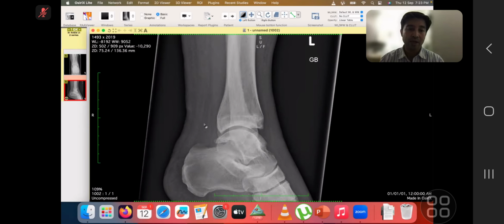You can see that there is some obliteration of the fat pads, and also you correctly mentioned that you would do an ultrasound. That's the first thing to do. But right now the ultrasound wasn't available, so they did an MRI.